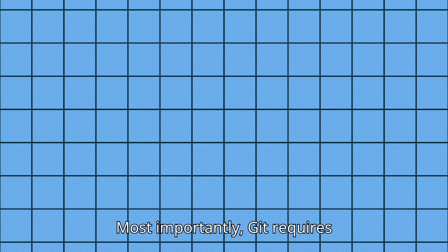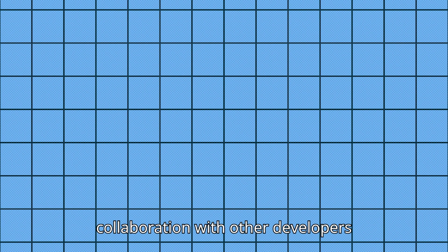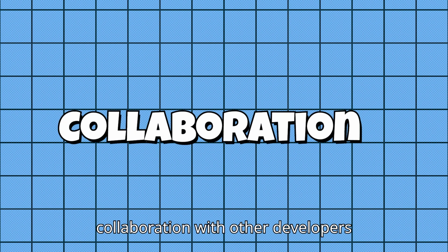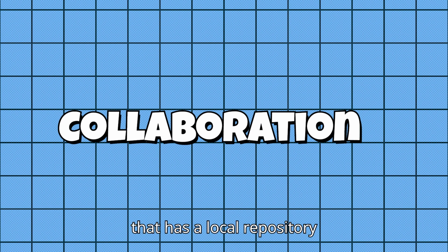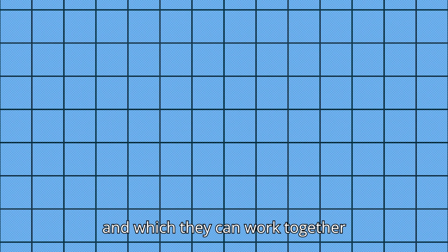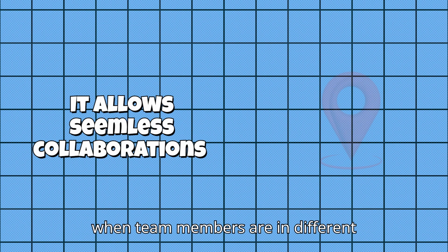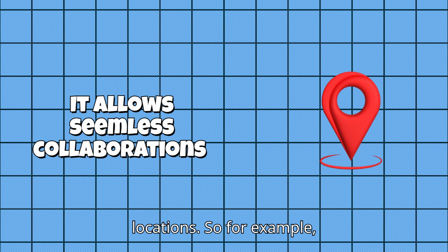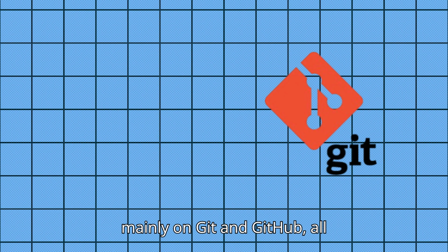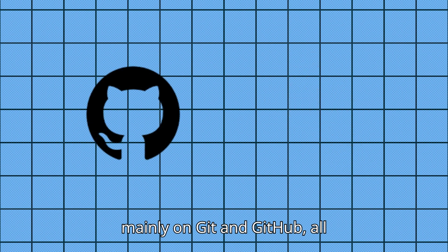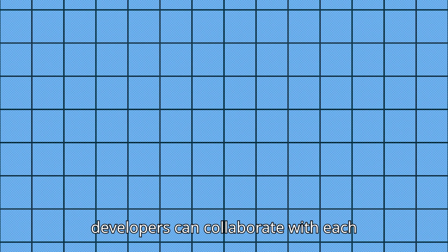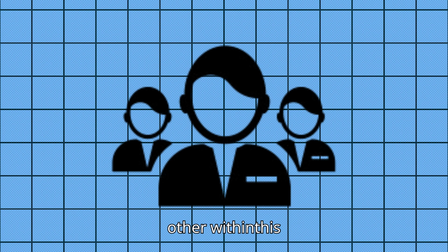Most importantly, Git supports collaboration with other developers, each with a local repository, so they can work together independently. It allows seamless collaboration even when team members are in different locations. For example, with Git and GitHub, all developers in this industry can collaborate with each other.